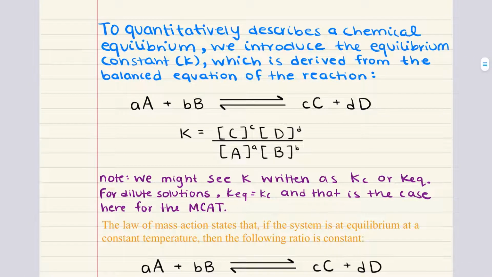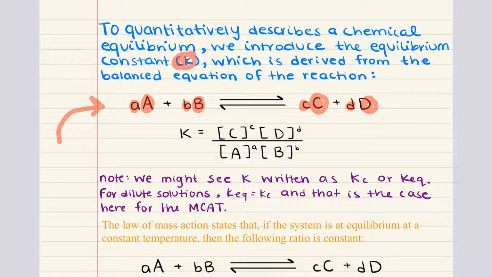Now, let's consider this generic chemical reaction right here. We have A moles of reactant A and B moles of reactant B that form C moles of product C and D moles of product D. Now, the balanced chemical equation written right here, the lowercase letters A, B, C, D, they represent the stoichiometric coefficients in this reaction, and they indicate the proportions in which the reactants and products participate in the reaction.